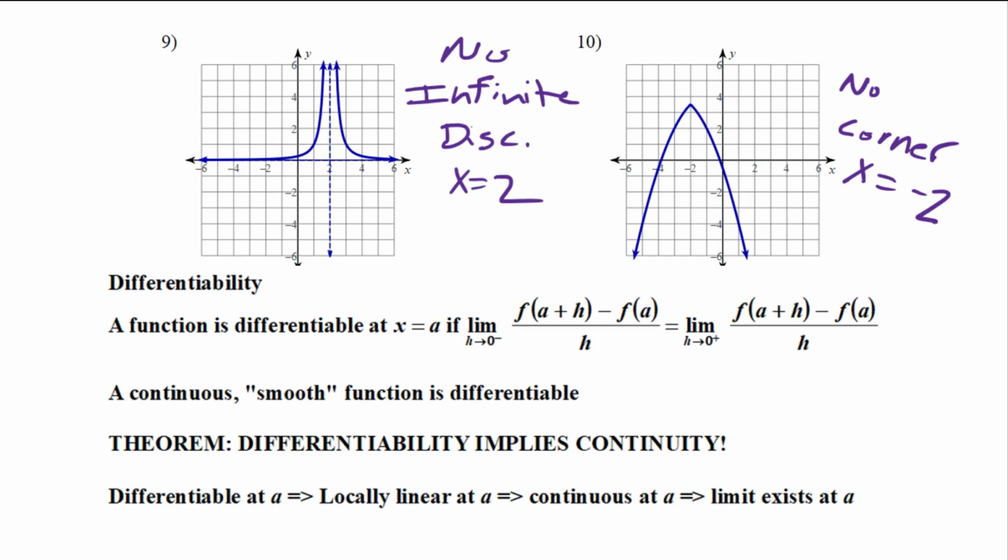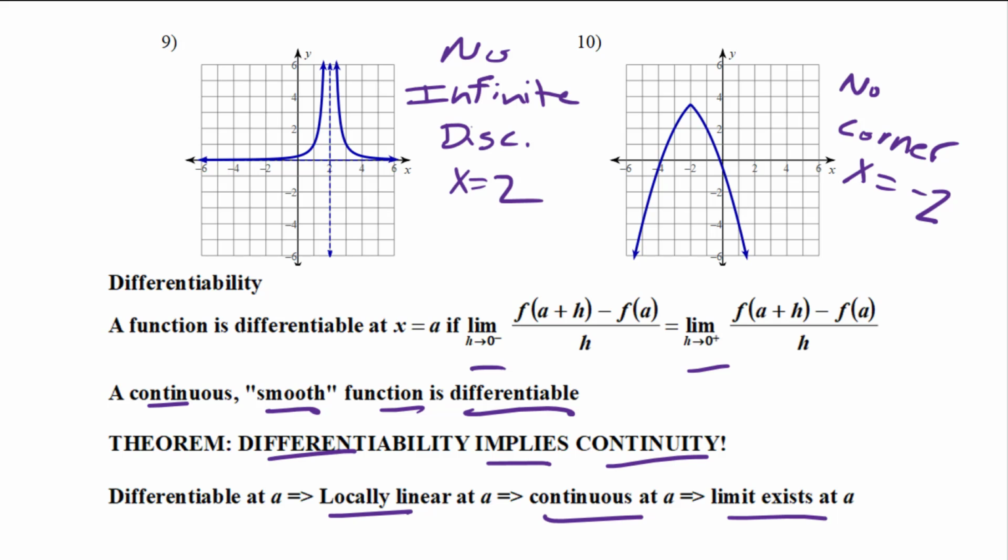A function is differentiable if we can take the derivative from the left side, and we can take it from the right side, and we get the same answer. A continuous, smooth function is differentiable. So differentiability implies continuity. Going a little bit further, differentiability implies that it's locally linear, which implies that it's continuous, which implies that the limit exists. This only goes one direction because we can have something where the limit doesn't exist. That's not continuous. We can have something that's continuous, which is not differentiable.